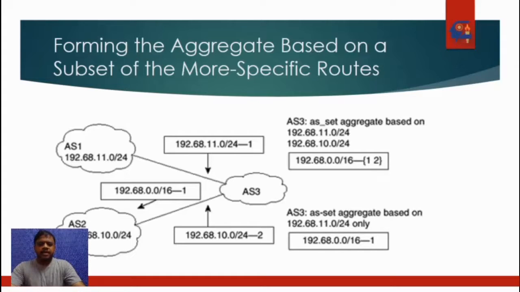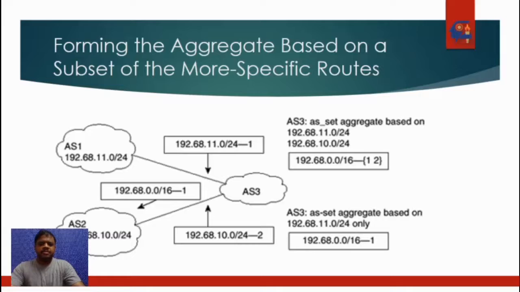Autonomous system 3 is a hub autonomous system receiving routes 192.68.11.0/24 and 192.68.10.0/24 from the leaf autonomous system 1 and leaf autonomous system 2 respectively. Prefix 192.68.11.0/24 has an autonomous system path of 1 and 192.68.10.0/24 has an autonomous system path of 2.